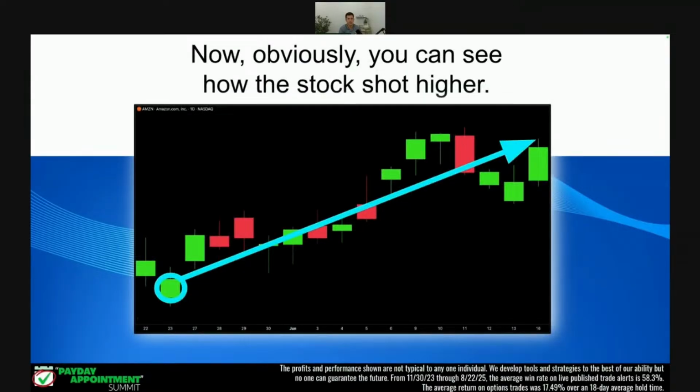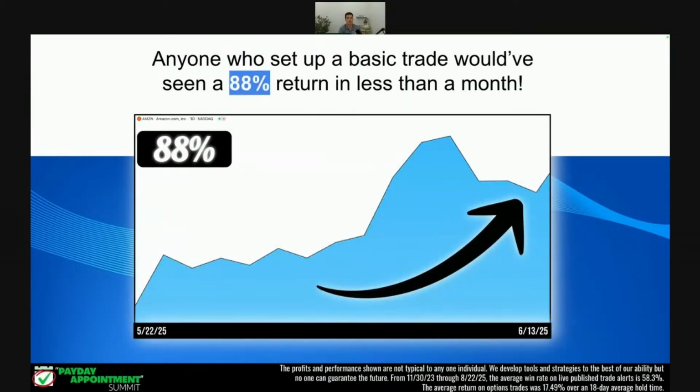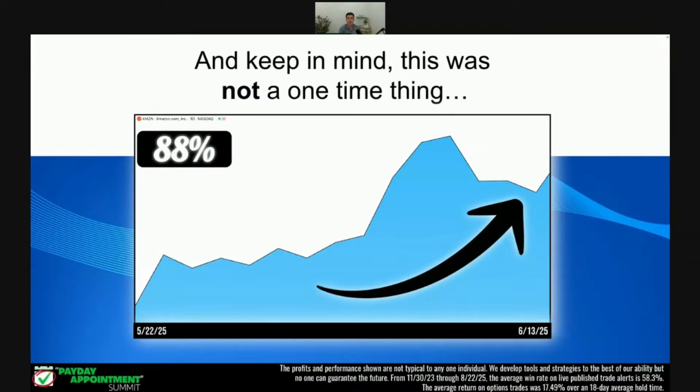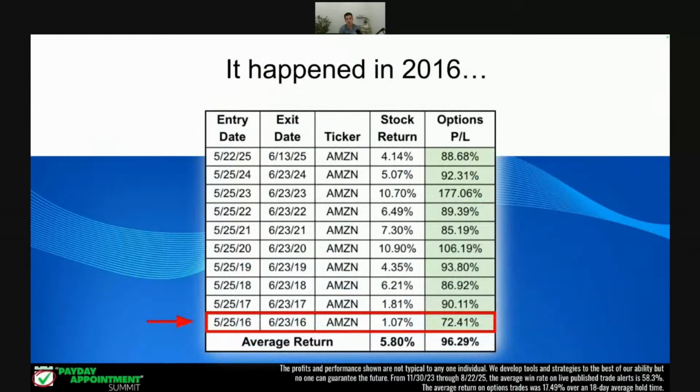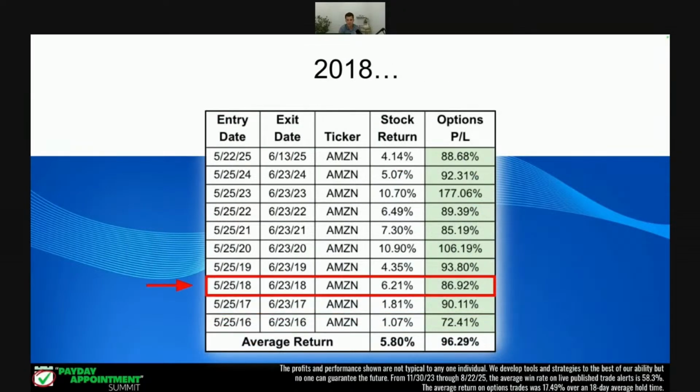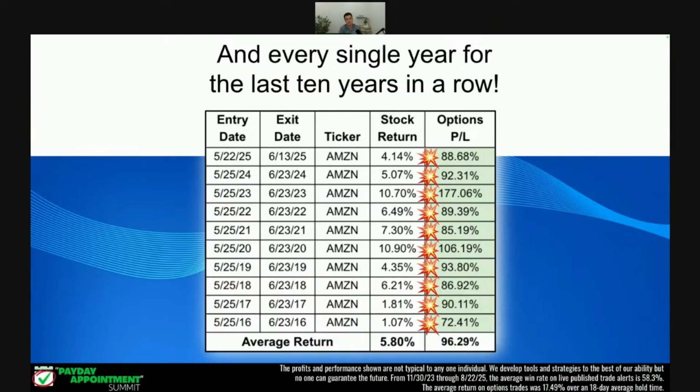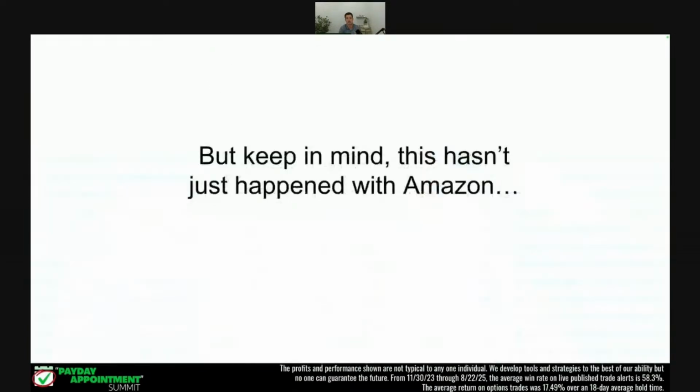And now, obviously, you can see how the stock shot higher, and anyone who set up a basic trade would have seen an 88% return in less than a month there on the options. And keep in mind, this was not a one-time thing. This happened in 2016, 2017, 2018, 2019, 2020, and every single year for the last 10 years in a row.